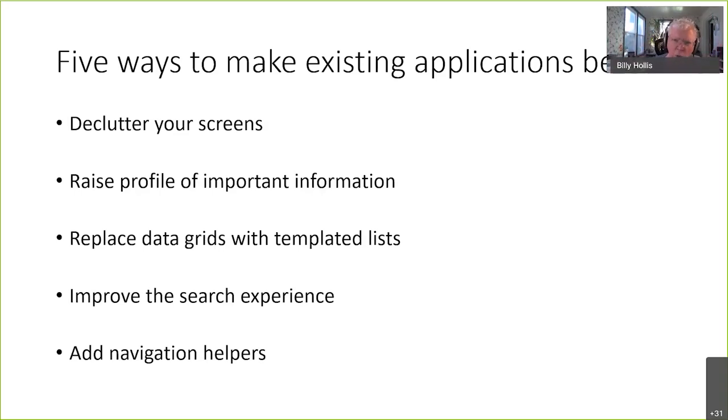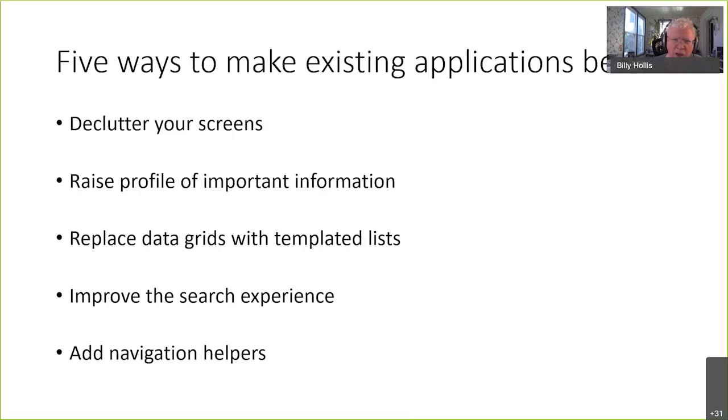So we'll talk first about that, because that's probably one of the best things you can do to improve your UX. Then we'll talk about emphasizing important information, helping users see it faster so that they can use it better. We'll talk about replacing data grids with templated lists and other things, because data grids tend to be overused. And data grids, in many cases, don't give an optimal user experience. And we'll see several examples there of how you might look at alternatives for data grids.